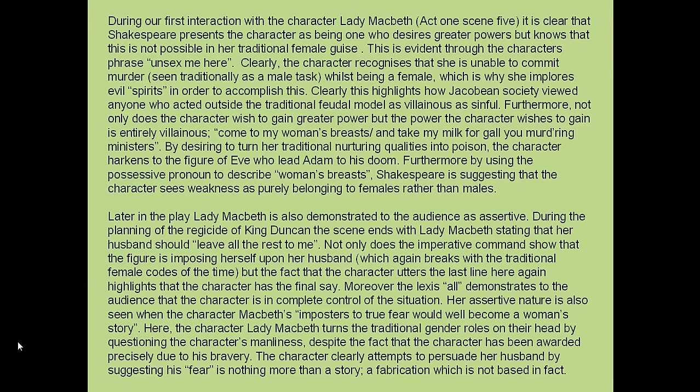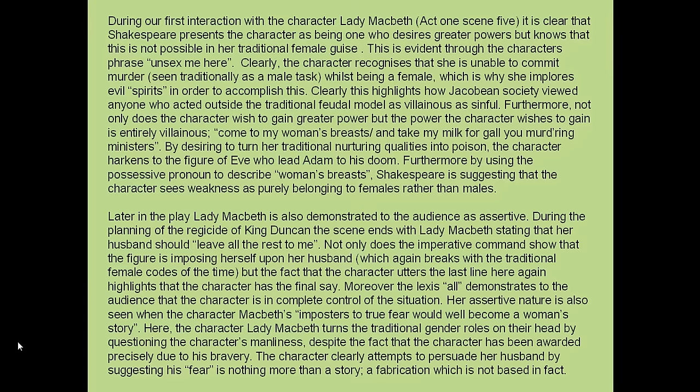So during our first interaction with the character named Lady Macbeth at Act 1 Scene 5, it is clear that Shakespeare presents the character as being one who desires greater powers, but knows that this is not possible in a traditional female guise. Remember, I need to focus on the extract here first. This is evident through the character's phrase, "unsex me here." Clearly, the character recognises that she is unable to commit murder, seen traditionally as a male task, whilst being female, which is why she implores evil spirits in order to accomplish this. Clearly, this highlights how Jacobean society viewed anyone who acted outside the traditional feudal model as villainous and sinful.